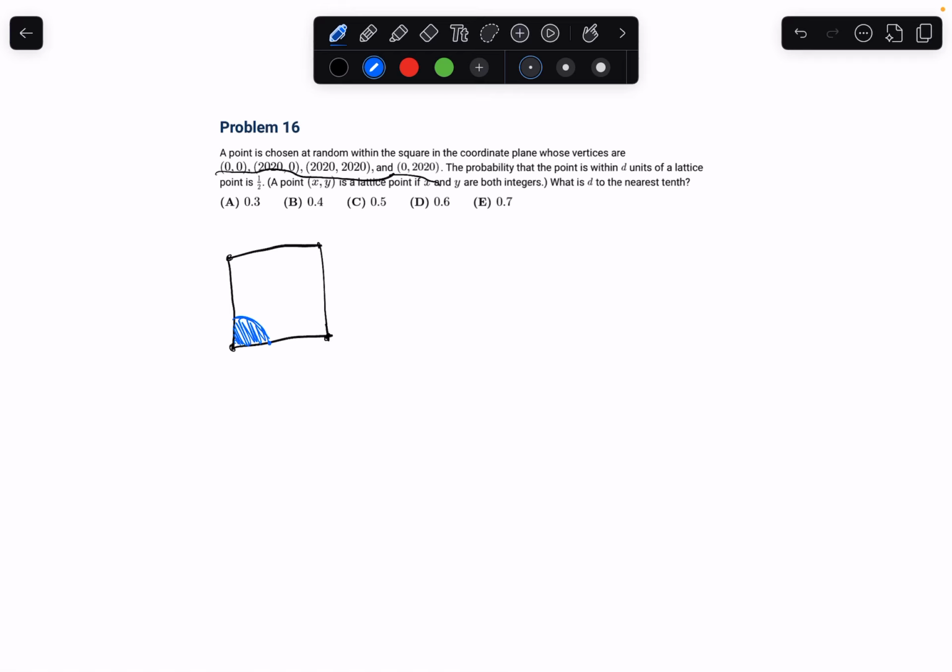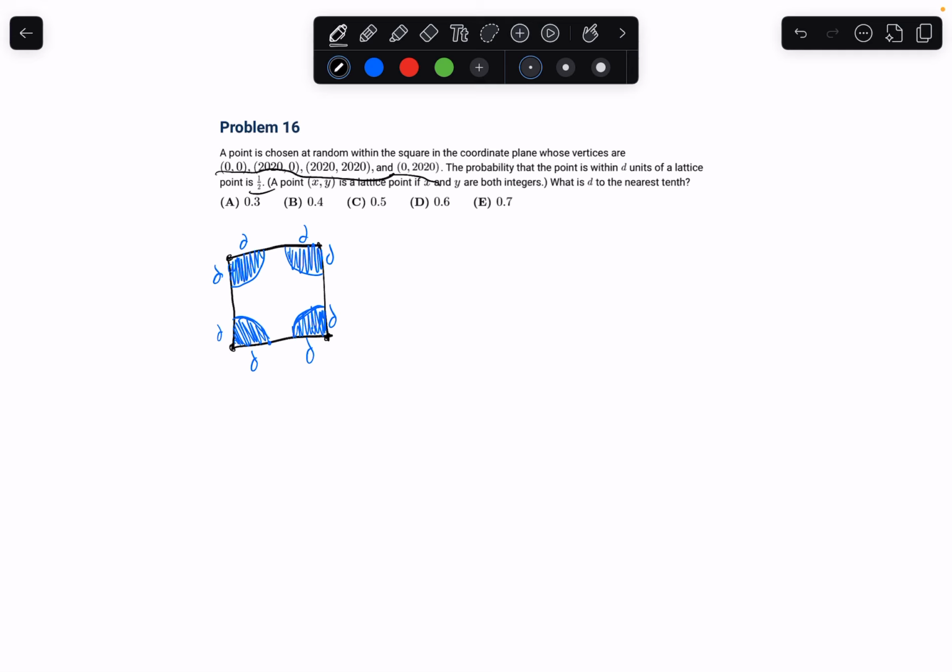All of those points there are going to be d away. And we can do the same thing for all of the sides, because all of them are also lattice points. So I'll just shade these in like that. And the blue part is where the point we've chosen is d away from the lattice point. So this is d, d, d, d, d, d, and d. And it also tells us that we want the probability that it's within the blue sections to be 1/2.